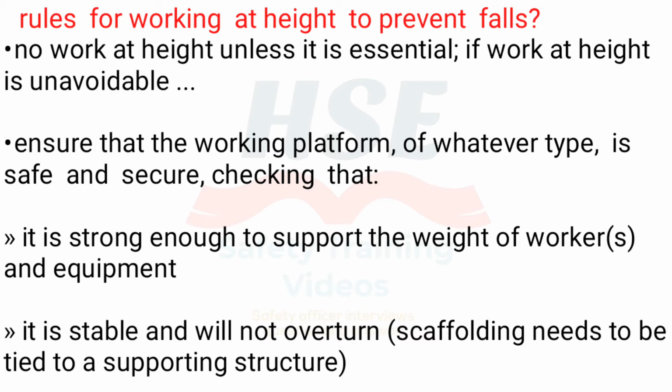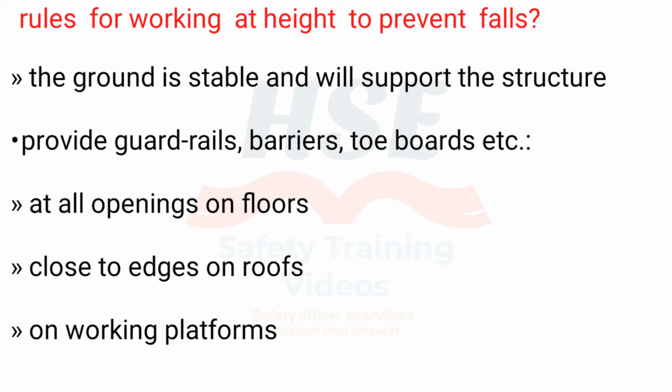Rules for working at height to prevent falls: no work at height unless it is essential. If work at height is unavoidable, ensure that the working platform, of whatever type, is safe and secure, checking that it is strong enough to support the weight of workers and equipment, it is stable and will not overturn, scaffolding is tied to a supporting structure, and the ground is stable and will support the structure.